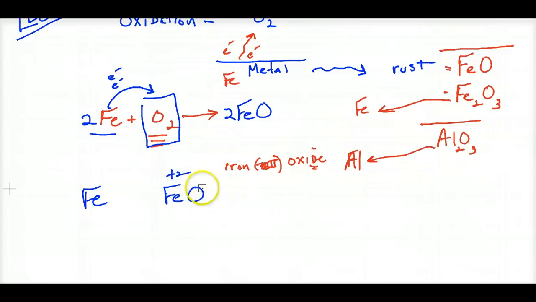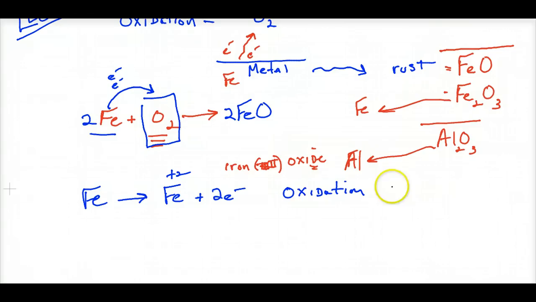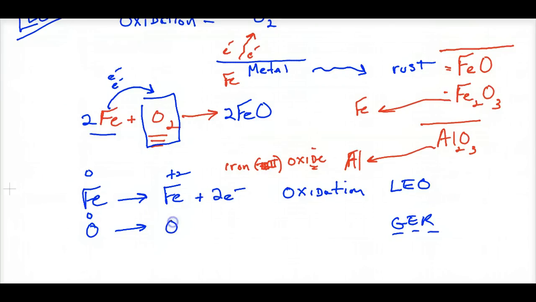And we're going to separate that now. So iron becomes iron plus 2 by losing 2 electrons. So oxidation is the loss of electrons. And we have that mnemonic, Leo the lion says Ger. Now the Ger part is gaining electrons. Now who gained electrons in my simple example? Well, the oxygen. One of these oxygens, which we're going to find out are electrically neutral, became O negative 2. And how did that happen? By gaining 2 electrons.